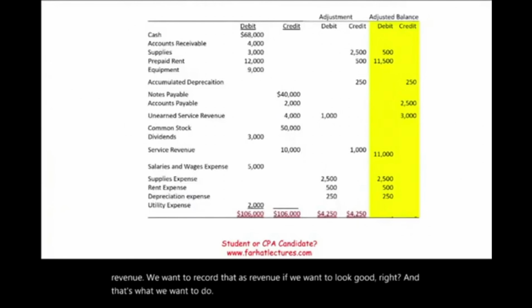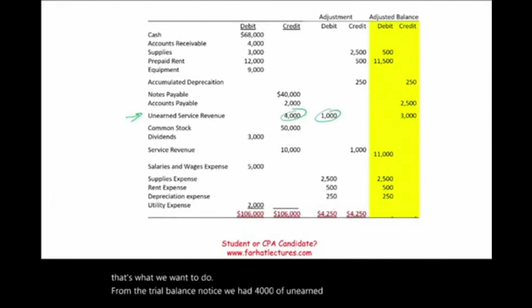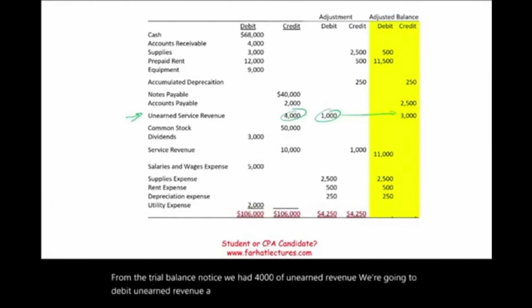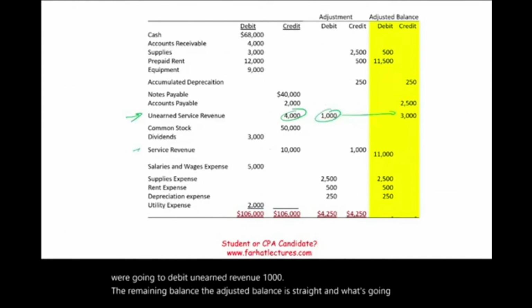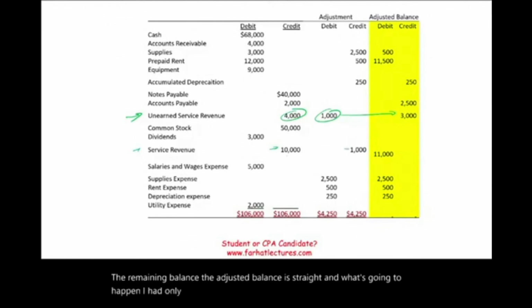From the trial balance, notice we had 4,000 of unearned revenue. We're going to debit unearned revenue 1,000. The remaining balance, the adjusted balance, is 3,000. And what's going to happen, I had only 10,000 of revenue. I'm going to add 1,000 to it from the unearned revenue. Now my revenue is 11,000.